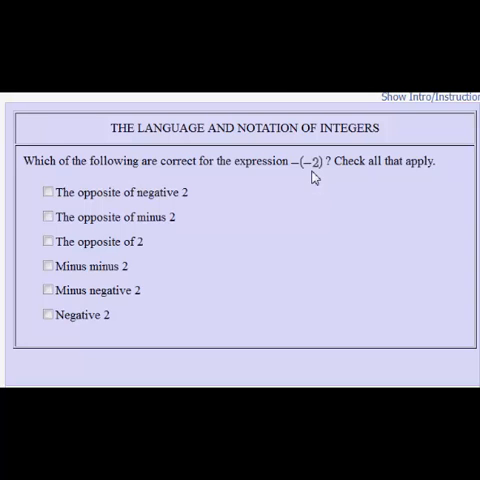Even though there's many correct answers, that does not mean that all of the possibilities are listed. We are just to go through and check all that are correct. So the opposite of negative 2 would be correct. This could be considered the opposite of. This could be read negative 2.